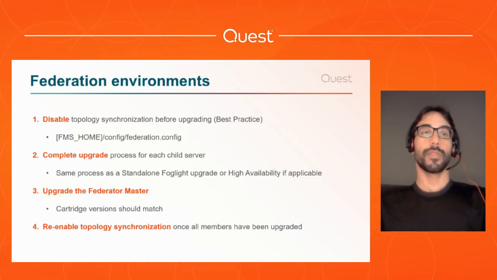Okay, so for upgrading federation environments, the best practice is to first disable the topology synchronization. This is done by commenting out the shell server entries from the federation configuration file, the federation.config. Then complete the upgrade of each shell server. The upgrade process is the same as if you were upgrading a standalone Foglight or a Foglight in a high availability configuration, if that's applicable. After the shell servers have been upgraded, upgrade the federation master. Here, it's important for the cartridges to match the versions of the ones being used in the shell servers. Finally, re-enable topology synchronization to complete the upgrade.